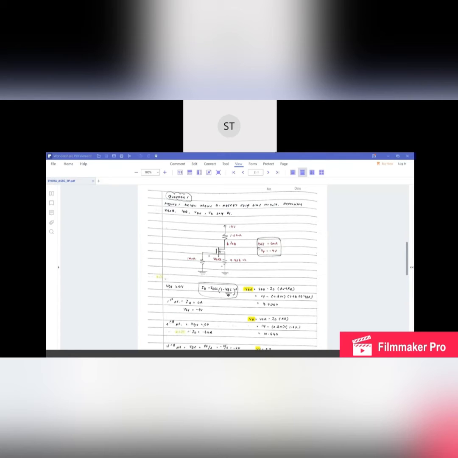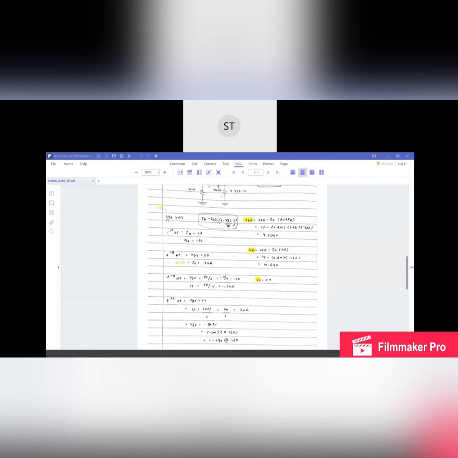So we find out that IDSS equals 6 milliampere, VP equals negative 4 volt, the supply is 14 volt, RD equals 1.2 kilo ohm, RS equals 0.43 kilo ohm, and RG equals 1 mega ohm. Okay, VGS must be greater than 0 volt.